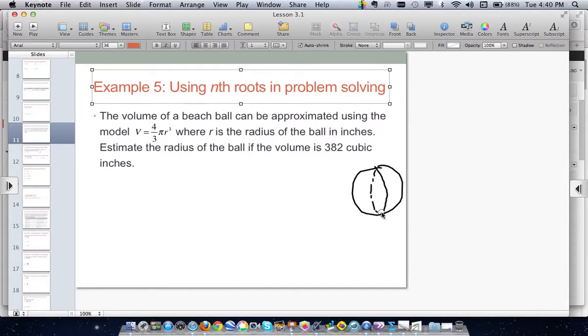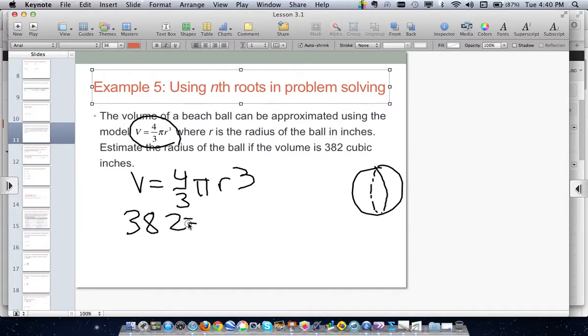I love drawing here, especially on the smartboard. It's a sphere, so we're going to use the volume of a sphere as our basis here. So copy down the formula, and then we're just going to walk through the steps. So we know that the volume is 382 cubic inches. So let's plug that in, and then we're going to work backwards.